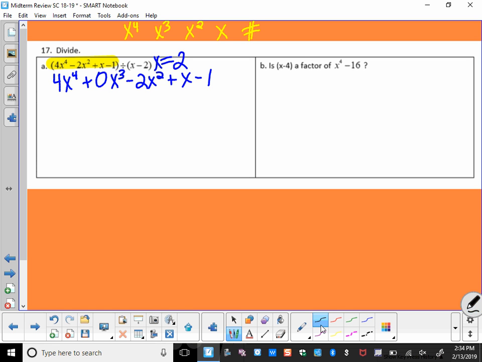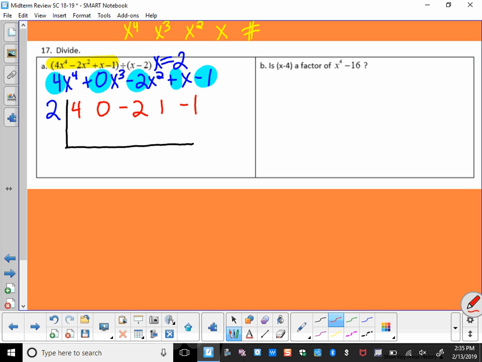Don't get tired. Alright, draw your little L chart. On the outside, you're putting your 2. On the inside, you are putting all the first numbers. 4, 0, negative 2, 1, and then negative 1. You're putting that all right here.